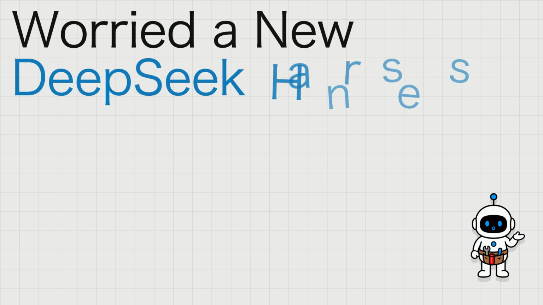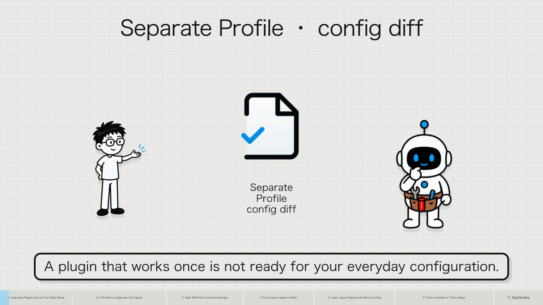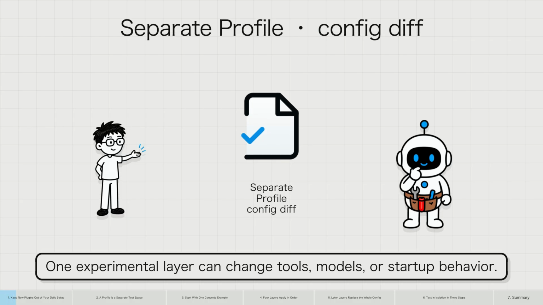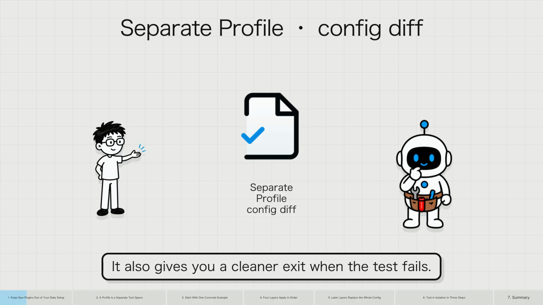Worried a new DeepSeek Harness plugin will break your setup? Test it in a separate profile. A plugin that works once is not ready for your everyday configuration. One experimental layer can change tools, models, or startup behavior. A separate profile makes the before and after state visible. It also gives you a cleaner exit when the test fails.